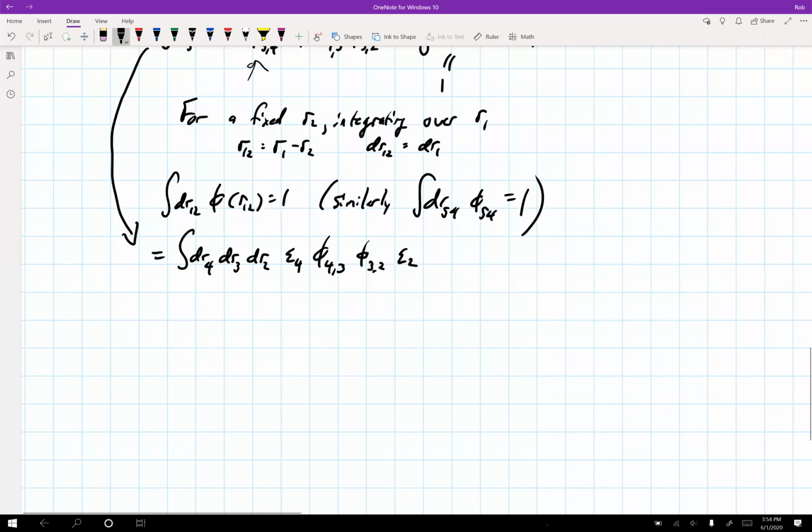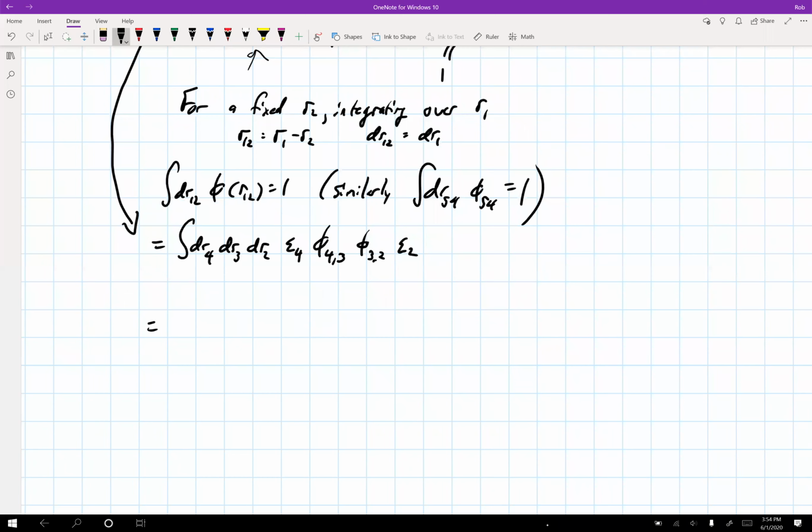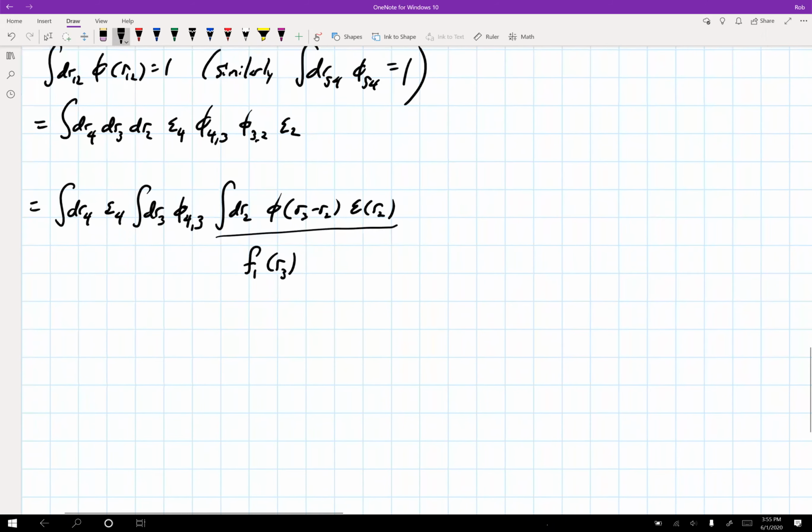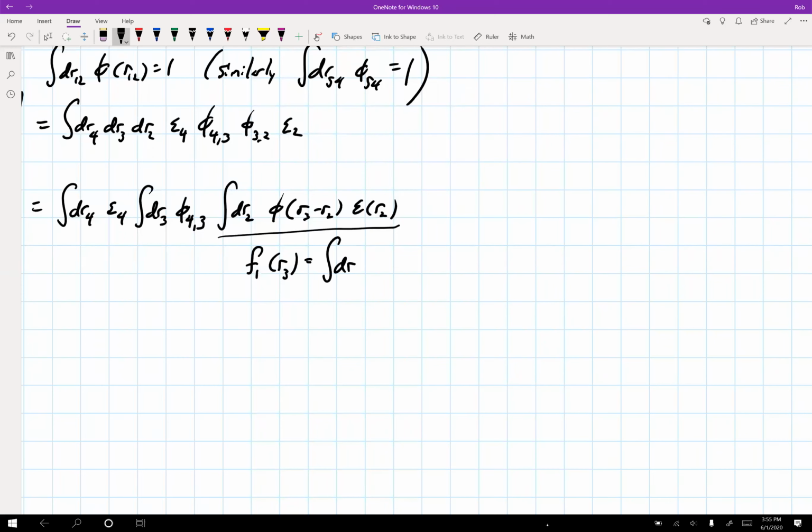So now, I want to rewrite this out with the integrals explicit so that we can see what this is going to look like. We'll have integral dr4 of epsilon 4, then integral dr3 of phi 4,3. And when we write the integral over r2, I want to write out the explicit dependency: r3 minus r2, epsilon of r2. When we evaluate this, this is a convolution operation. The thing that we get out of it is some function f1 that depends on r3, because we're integrating out r2 and r3 is the other variable. So we can say that this is dr2 phi of r3 minus r2 epsilon of r2.